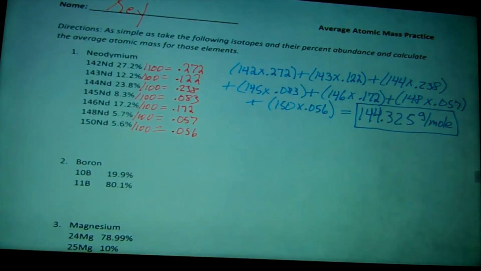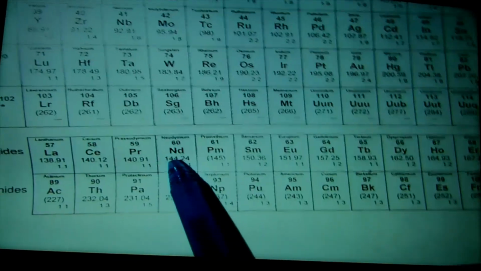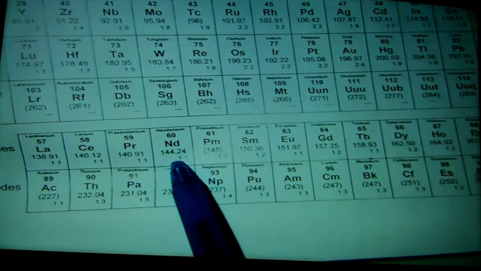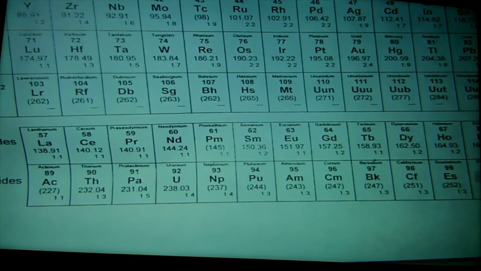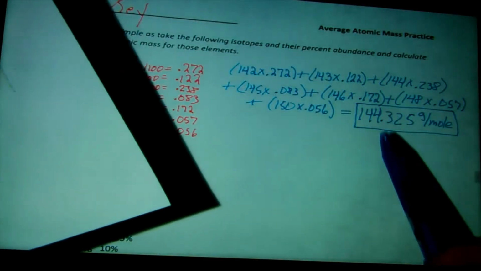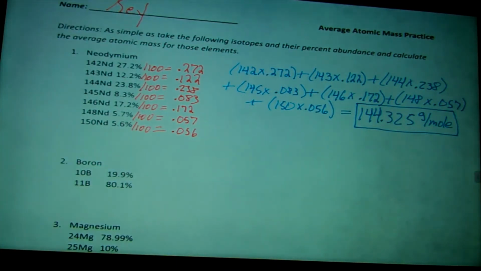But what we can do is look on our periodic table at neodymium and find that the average atomic mass is 144.24, and we have 144.325. It's really close, and it's good. The reason theirs is different than ours is they use the true, actual, real mass for those isotopes. And for our purpose, we're just going to use the mass number, the isotope that comes with it. That's just if you were wondering where the subtle differences are coming from.